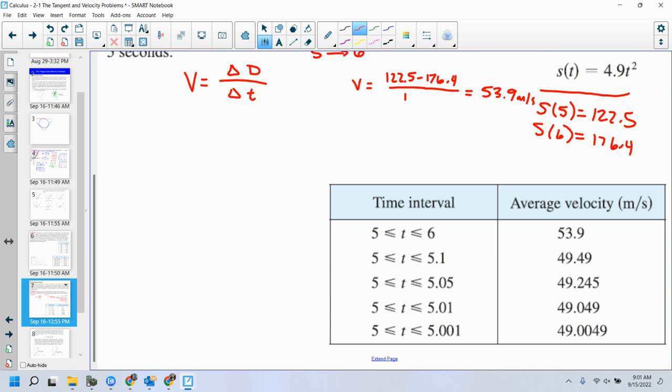Forgive me, I'm not going to bore you with all the calculations, but from 5 to 5.1, it's 49.49. That's the average velocity from 5 to 5.1. Average velocity from 5 to 5.05 is 49.245. From 5 to 5.01, from 5 to 5.001, 49.0049. We can run those numbers the exact same way we did with 5 and 6, calculated with that 4.9 t squared, and we would get 49.0049. What do you think the instantaneous velocity is going to be? What does it look like you can assume it to be? 49? I would say the instantaneous velocity at 5 seconds is equal to 49 meters per second.